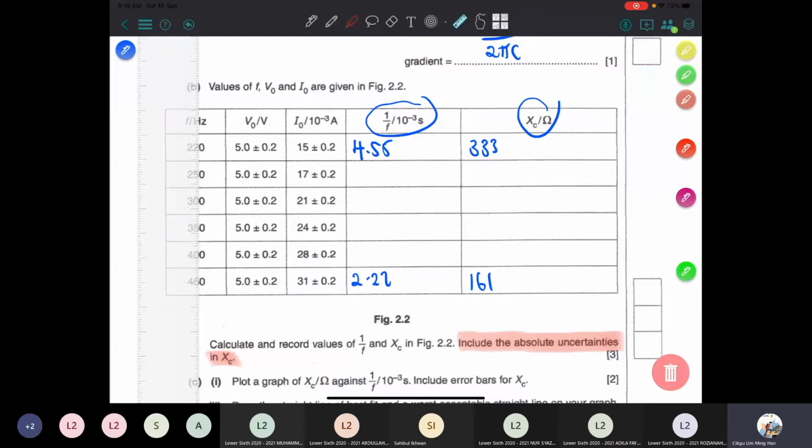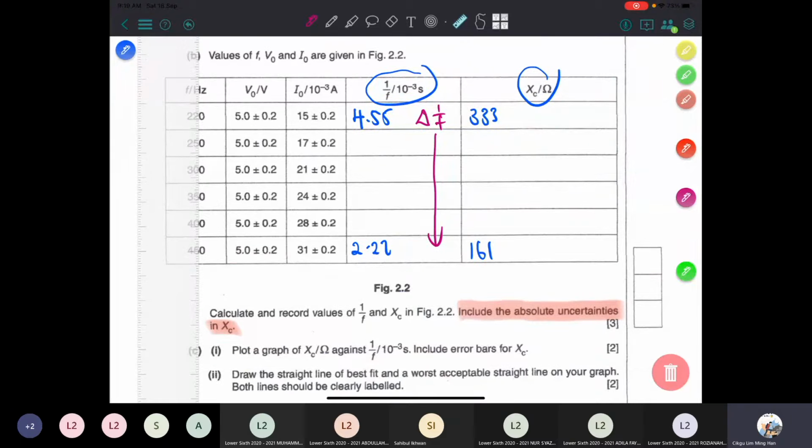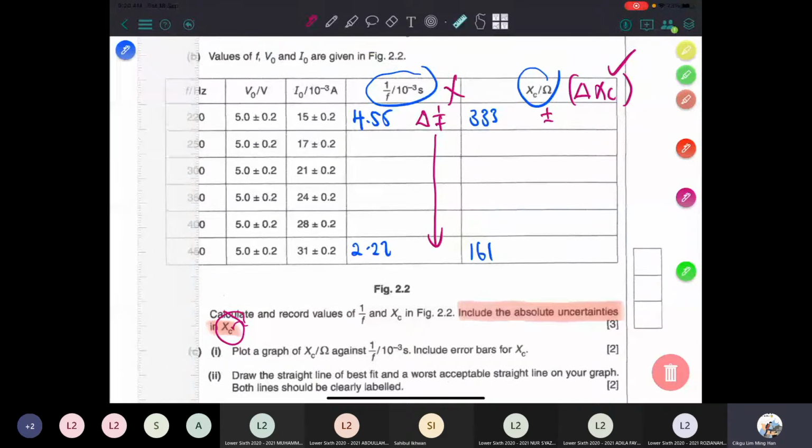Now, the funny thing is, when you were asked to show me the uncertainty of XC, I don't know what happened. Some of you show me the uncertainty for 1 over f. I don't know why. It's the uncertainty of XC. It's an XC here, so it must be this one. This is the correct one. You don't find the uncertainty for the frequency, because if you do, the error bar will be horizontal. Here, the error bar is vertical.